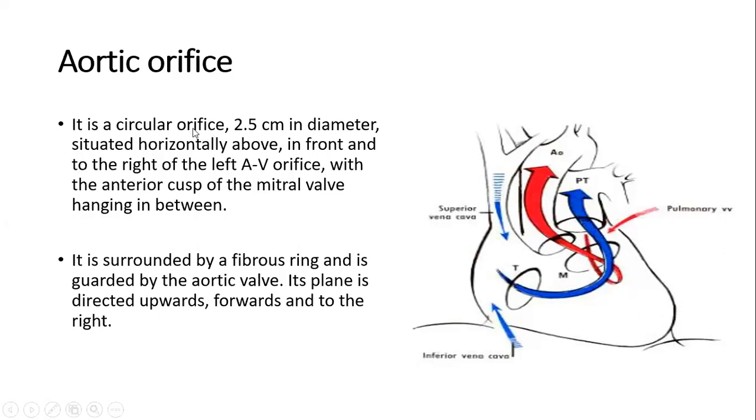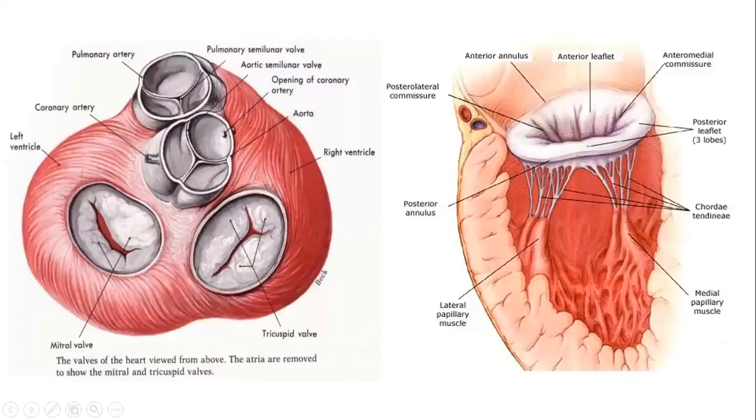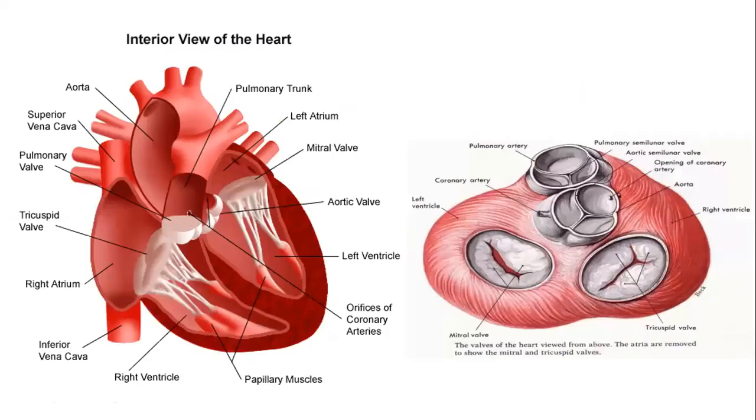It is a circular orifice, almost 2.5 centimeters in diameter, situated horizontally above, in front, and to the right of the left atrioventricular orifice. So it is to the right of the AV orifice, with the anterior cusp of the mitral valve hanging in between. So in between this and this, there is the anterior cusp of the mitral valve. Again, you can see this picture, so here you can appreciate that part. This is the anterior cusp, which is between the aortic and the AV orifice.